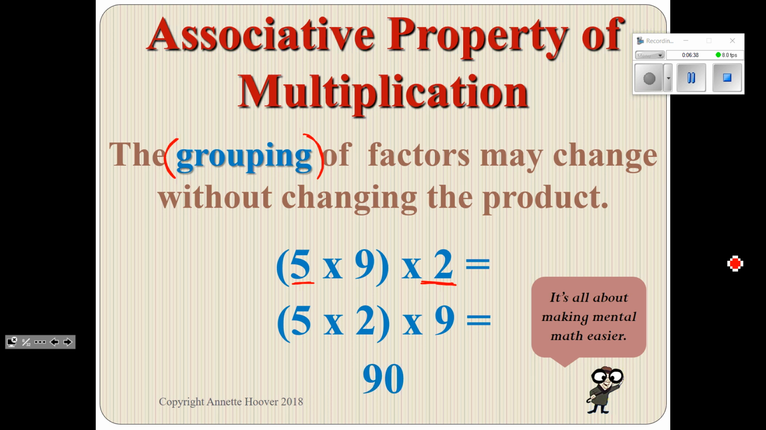It looks the same as the commutative property because you're changing the order, but it's all about grouping it differently with the parentheses. So this has parentheses.